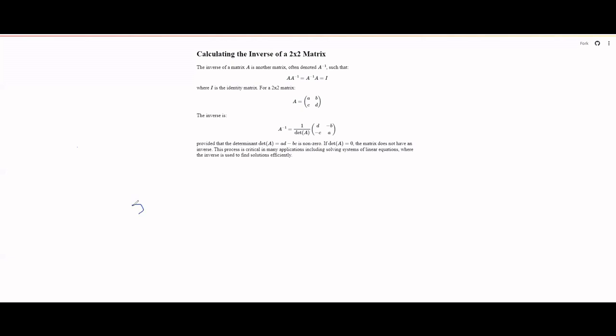So for example, for the number 2, we're solving this equation: 2 times x equals 1. And we know that we can solve it by saying x equals 1 over 2, which is 0.5. So that's something that's straightforward. It's very useful when you're working with scalar numbers.